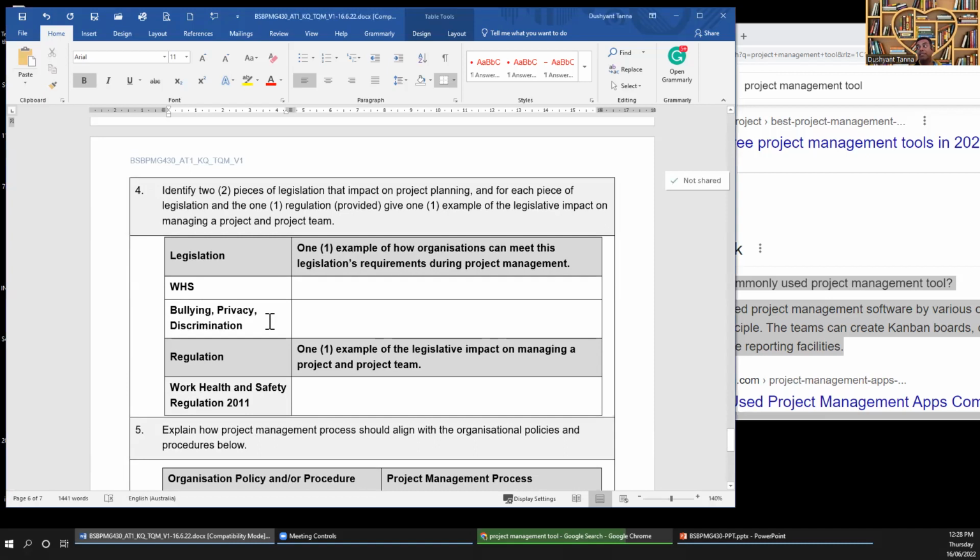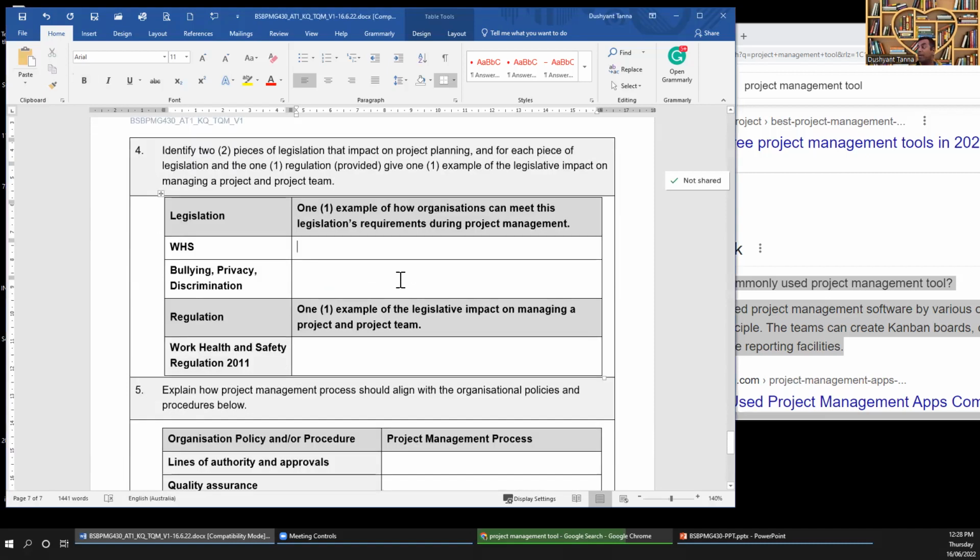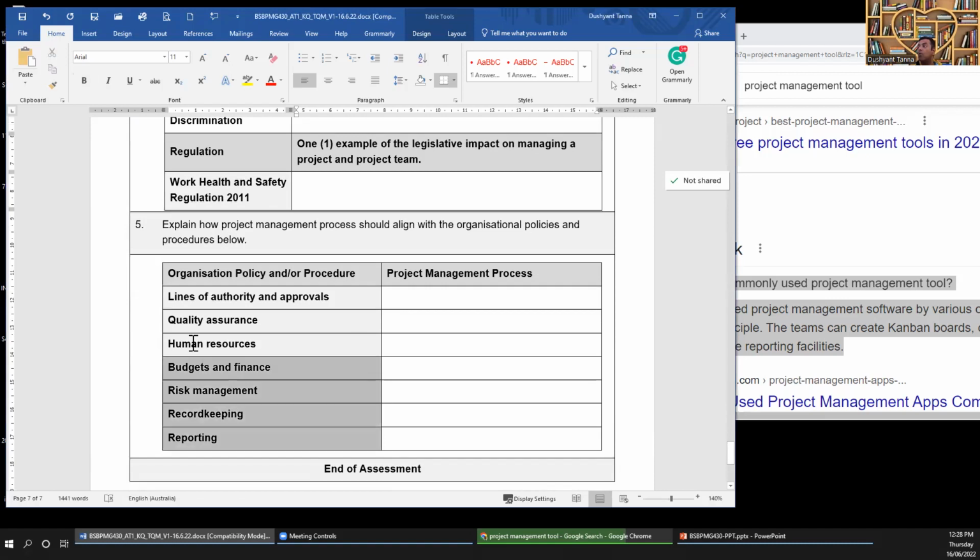Then we talk about some legislation. Here are a few of them, and how will you try to meet them. And finally, what do you mean by these elements: line of authority, quality assurance, HR, budget, risk management, record keeping and reporting. What will you report? What will you include? What record will you keep? What HR resources do you mean?